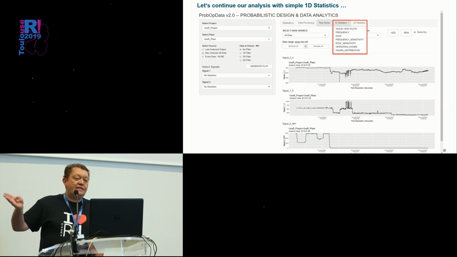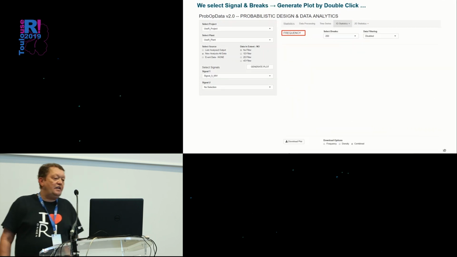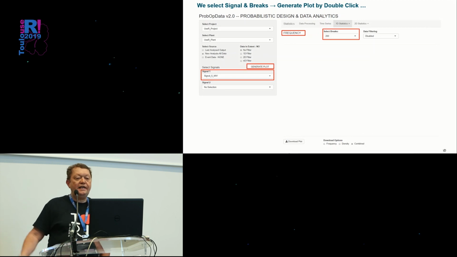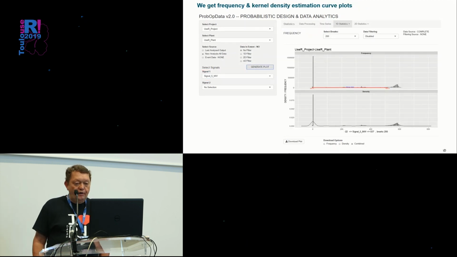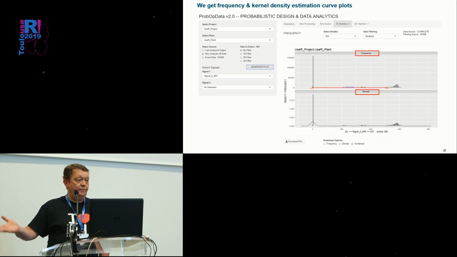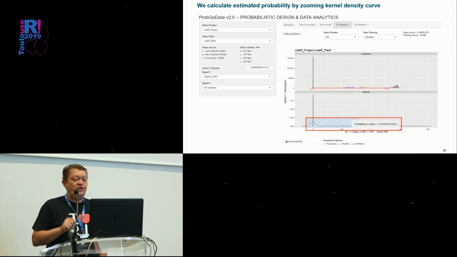Let's start with something simple, the frequency 1D analysis, often used by them, of course. We start again with a signal. We select it. We select the breaks, and we get the frequency and the density curves: kernel density estimation curves, together with the estimated probability in this region.